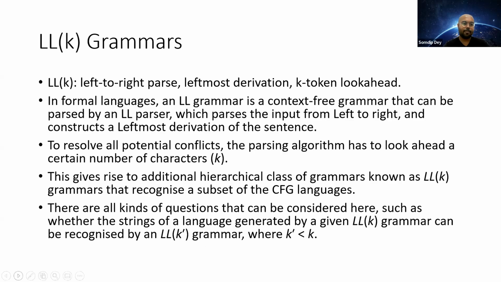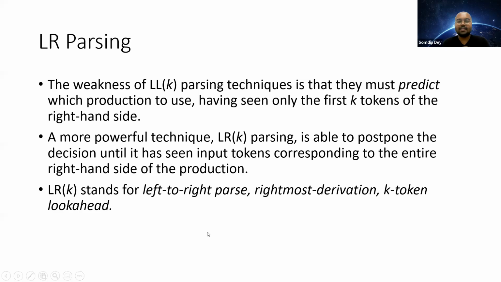Now, as Curtis has asked, okay, why not LR(k)? We also have another technique, which is LR. In that, let's first take a look at the shortcoming of LL(k). The weakness of LL(k) parsing is that it must predict which production rule to use, having seen only the first k tokens of the right-hand side, right? And we call this a weakness because it doesn't have more information.